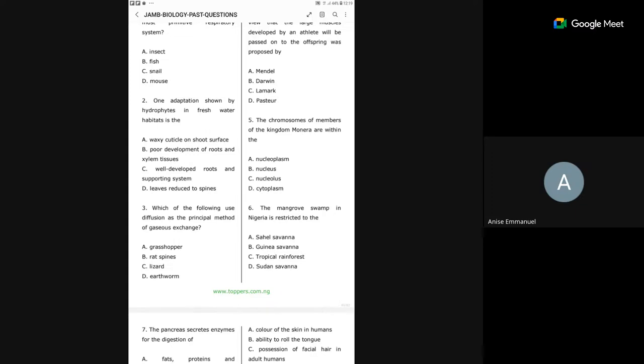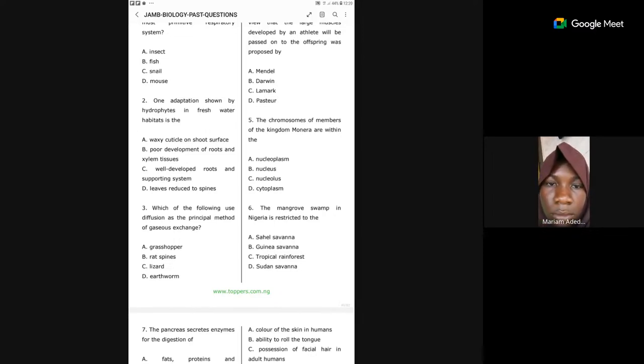Since these plants are water plants, they are plants that live in water. Hydro means water, phyte means plants. So in that case, they shouldn't have a waxy cuticle. Waxy cuticle helps to prevent plants from desiccation, from losing water. Since the plants are hydrophytes, there's no fear of losing water to the environment. So what those plants have is poor development of roots and xylem tissues.